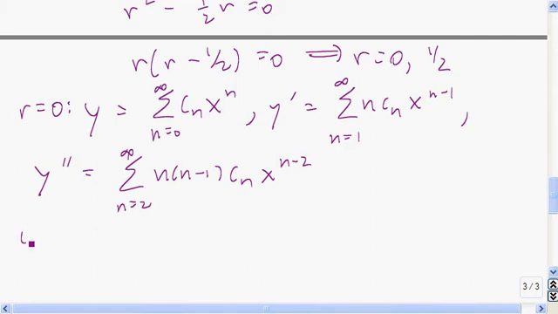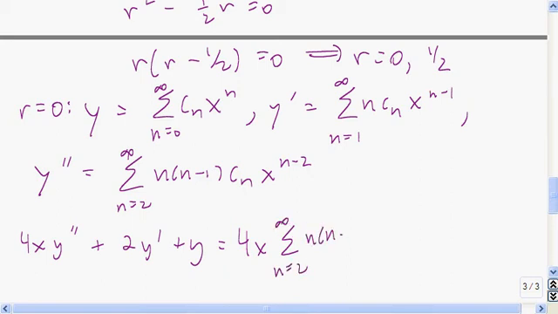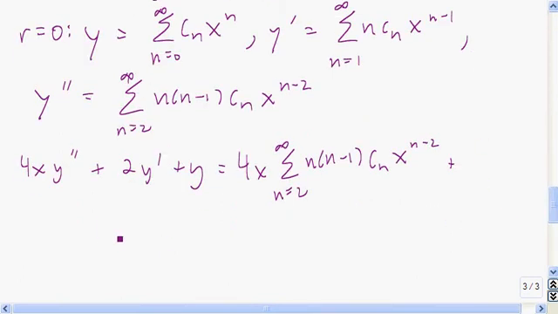So we get 4x y double prime plus 2y prime plus y is what we're looking for. So we'll get 4 times x times this guy here. I'll go ahead and do it out the long way. Then plus 2 times our derivative. Then plus just our original.